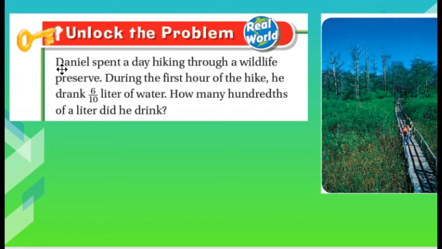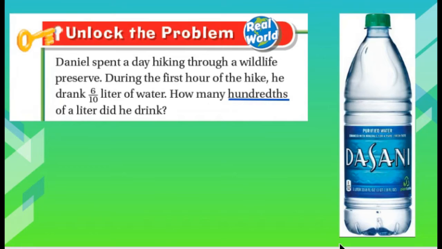Awesome. Now it's my turn to read. Daniel spent a day hiking through a wildlife preserve, and that's what that would look like. During the first hour of the hike, he drank 6/10 liters of water. How many hundredths of a liter did he drink? So you might be thinking to yourself, I don't even know what a liter is, Miss Kyle. Well, it's one of those giant water bottles. It would be a liter here. And he's saying that he drank 6/10 of this liter here. So how many hundredths of a liter did he drink?